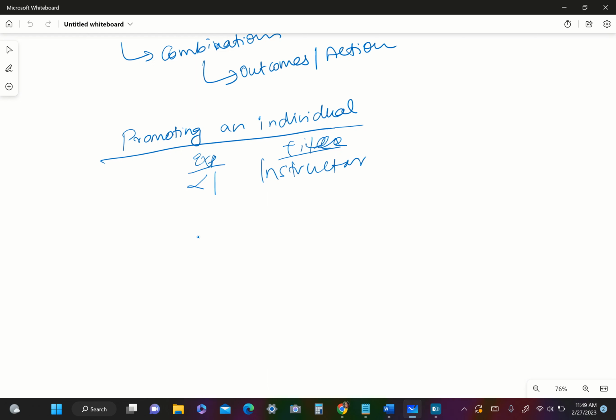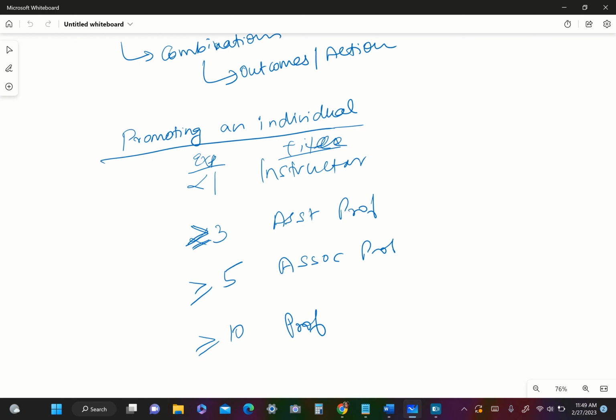So when their experience is 3 or more, they can go to assistant professor. Then when they reach 5 or more, they can be associate professor. And then when their experience is 10 or more, they become professor. So this is a simple scenario.